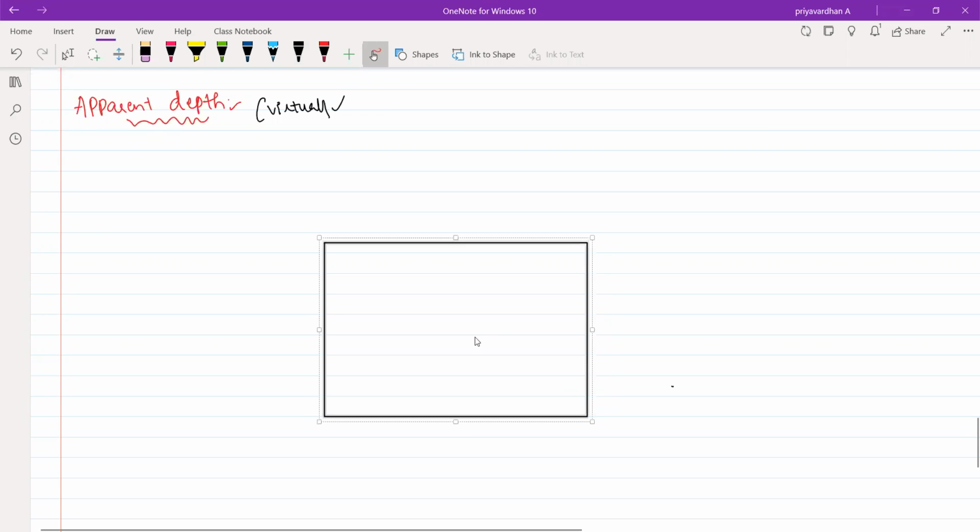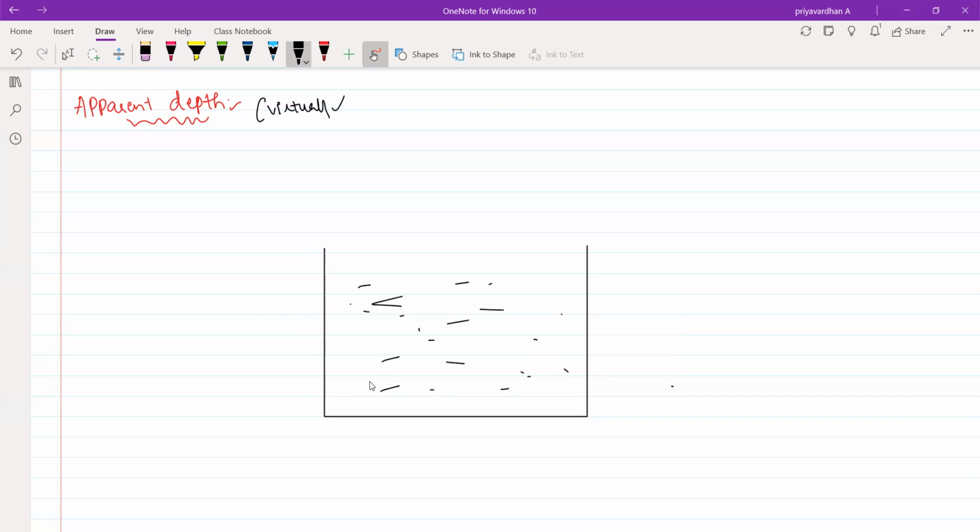Okay, I'm just taking a tub over here. Assume that it is completely filled with water, like this. Here, at the bottom of the tank, I have just kept a coin like this. Let me change the ink. Yeah. Here I have taken a coin.